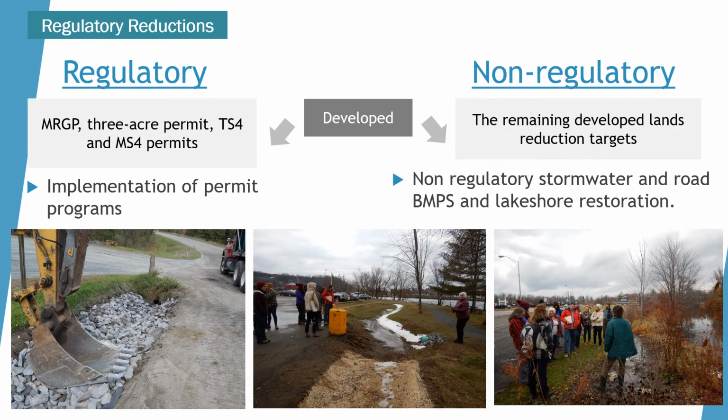For the developed lands sector, regulatory reductions were estimated for the implementation of 4 permit programs, which are each expected to reduce phosphorus loading from a portion of developed lands for each basin. These permit programs include the Municipal Roads General Permit that requires phosphorus reductions from municipal roads, the so-called 3-acre permit that requires phosphorus reductions from parcels with more than 3 acres of impervious surface that were built before the current stormwater standards were in place, the TS4 permit that requires phosphorus reductions from state transportation infrastructure, and the MS4 permit that requires phosphorus reductions from larger municipalities.